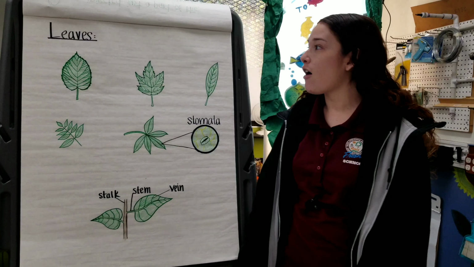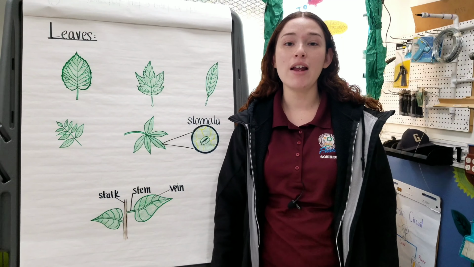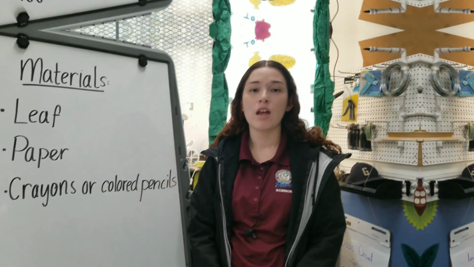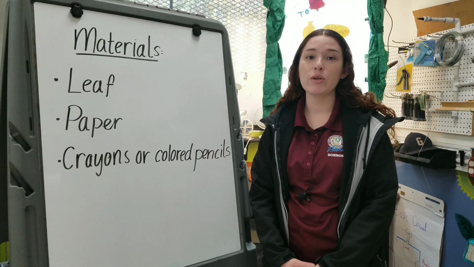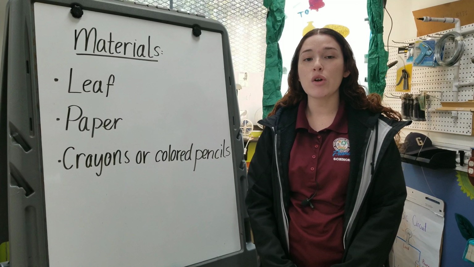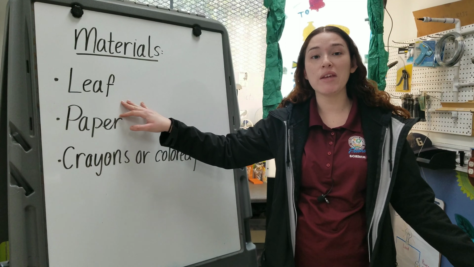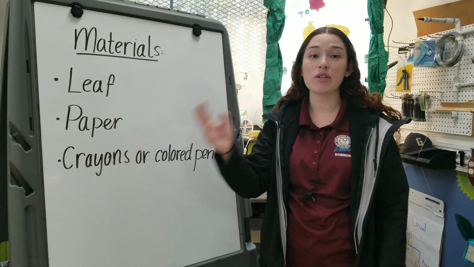And that's it for our leaf anatomy. Now let's go ahead and check out some of the leaves that we have outside. For today, what we're gonna do is we're gonna make a leaf imprint. So we're just gonna go ahead and find any leaf, one leaf, two leaves, three leaves, as many as you want from outside.